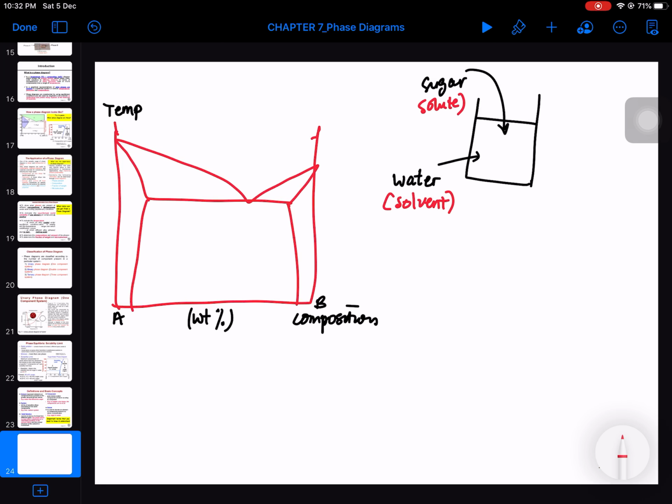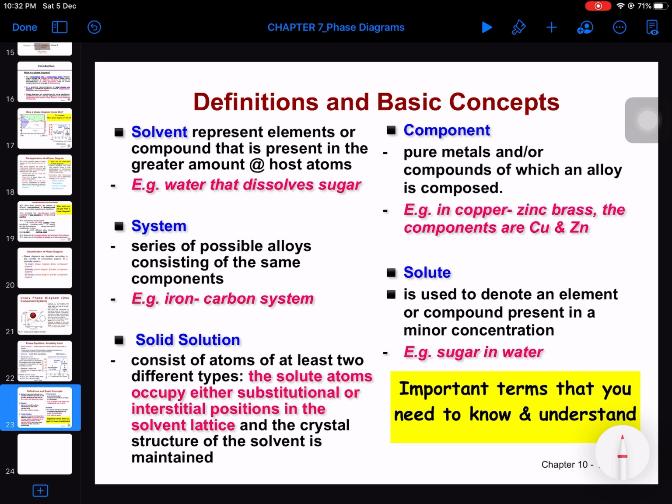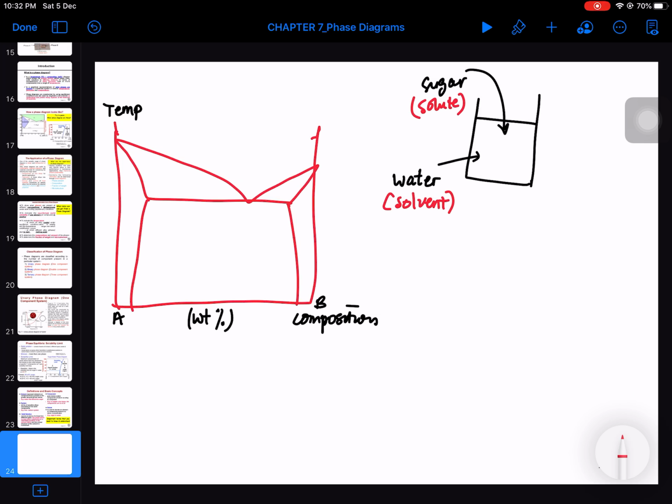Now, component is the pure metals and or compound of which an alloy is composed. If we are looking at the water and sugar, it's a two component system. One is the water and the other one is the sugar. If we compare that to a phase diagram of a binary system, we have component A here and we have another component B at this end. So it's a two component system. So this is a binary phase diagram.